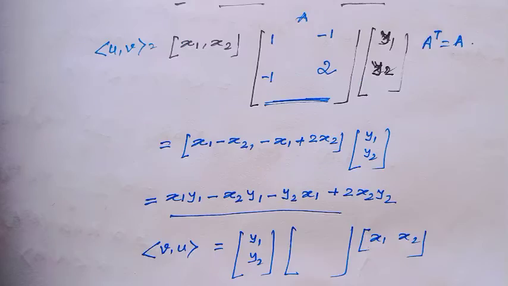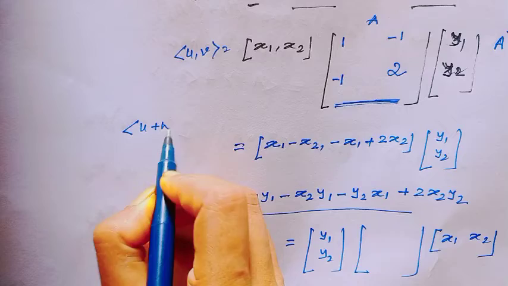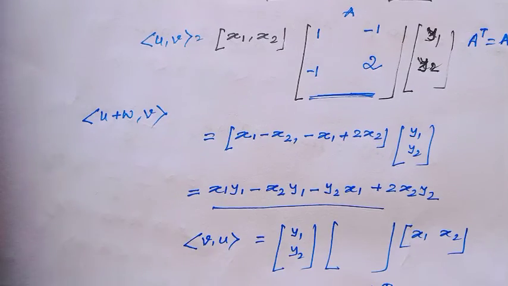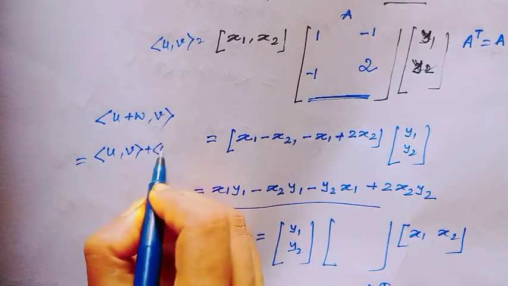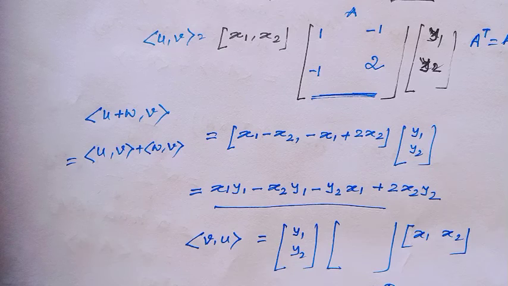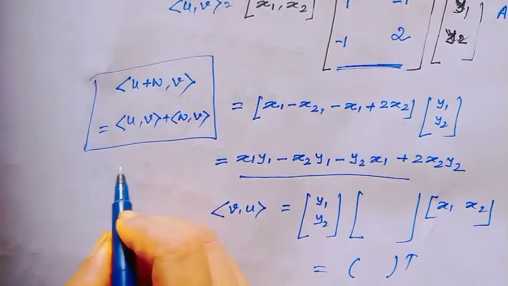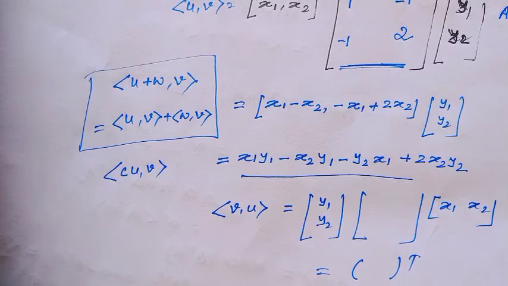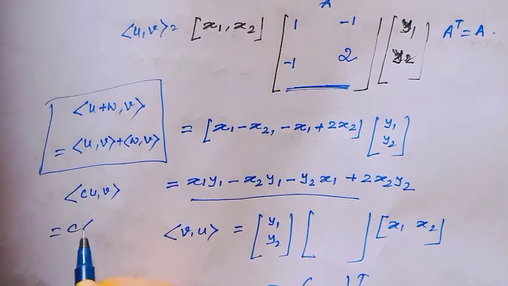Okay, and the other properties will also be satisfied. If we want to find inner product of u plus w comma v, that means we have to check the distributive property under addition, and all of us know matrix multiplication is always distributive over addition, so this distributive property is always satisfied. And when we multiply the inner product by a constant c, obviously c would be pulled out of this matrix, that means this would be c times inner product of u, v.